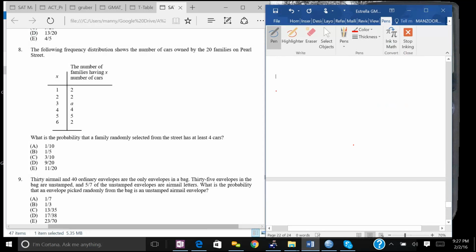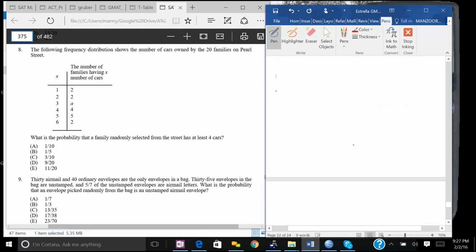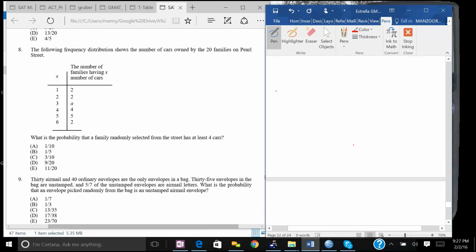Look, how many of these have more than 4 cars? 4, 5, and 2. Okay. 4 plus 5 plus 2 equals 11. Right? So you can see that at least 4 cars out of 20 have it. 11 out of 20 have.